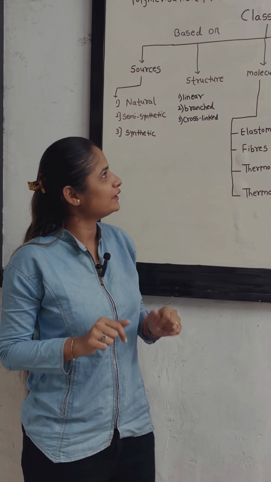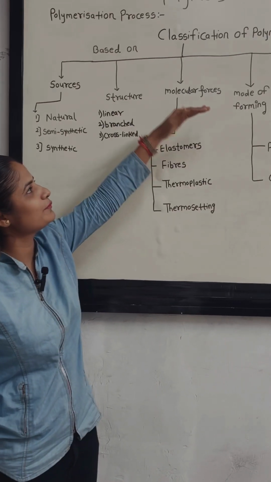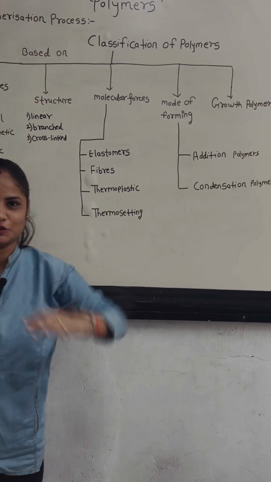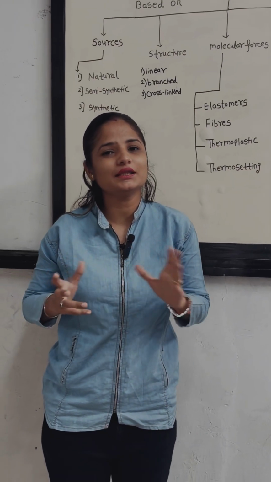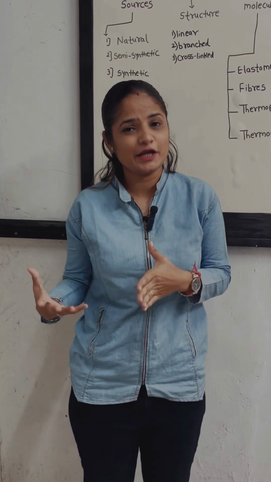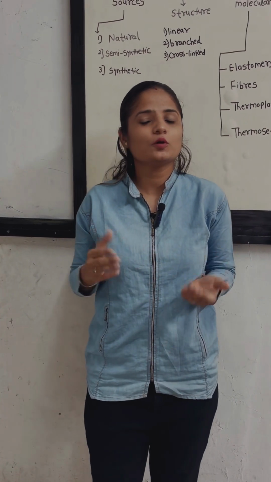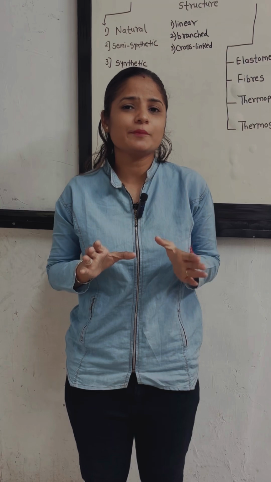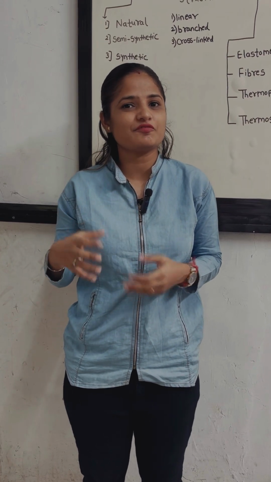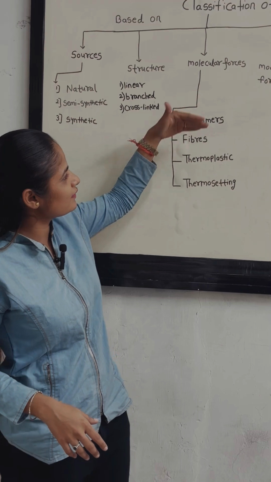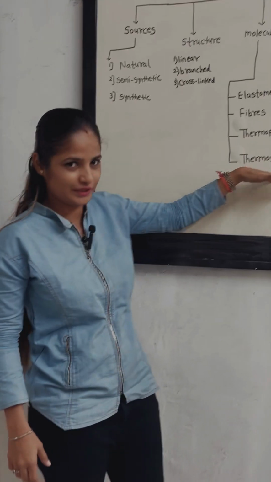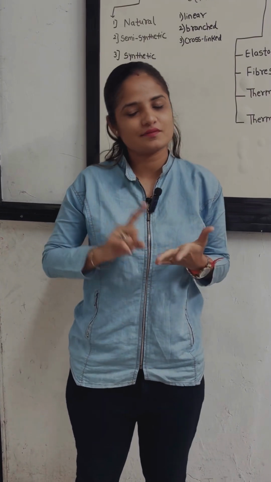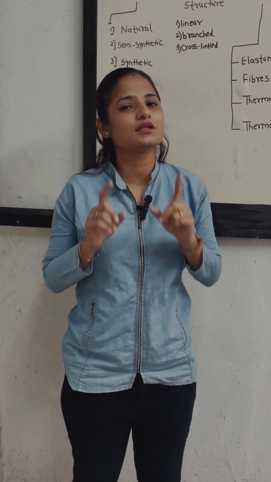Now in this topic we learn the classification of polymers based on molecular forces, then mode of forming and growth polymerization. Molecular forces bind the polymer chain either by hydrogen bonding or van der Waals forces. These are intermolecular forces. Depending on their magnitude, polymers are classified into four types: elastomer, fibrous, thermoplastic and thermosetting. We will learn them one by one in detail.